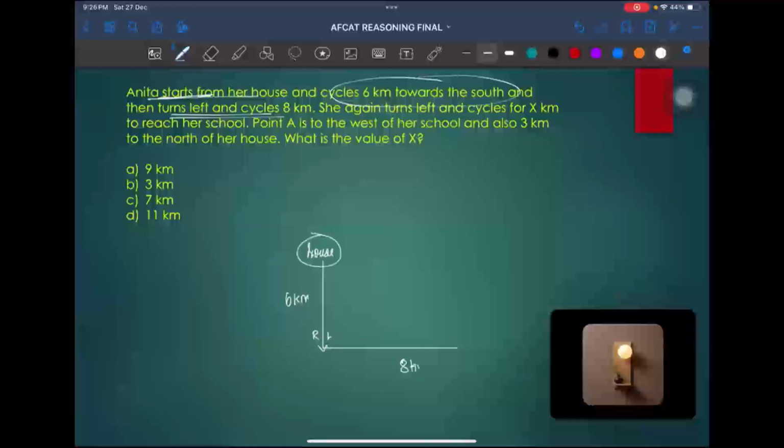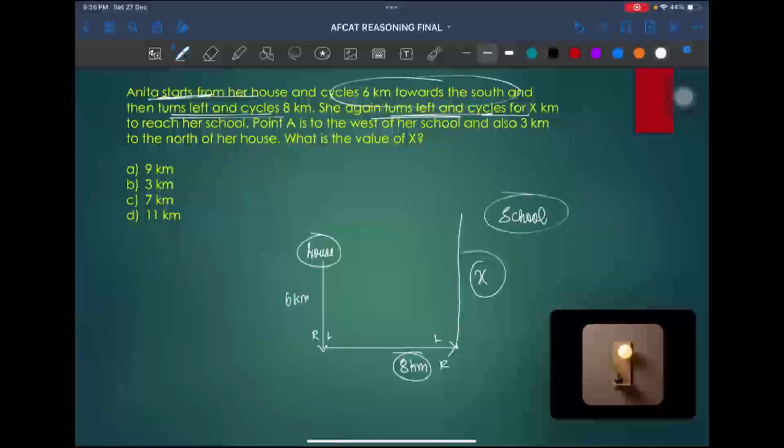8 kilometers. She again turns left and cycles x kilometers. From here, she travels a certain distance, that is x kilometers, to reach school. I don't know where the school is, I don't know the exact distance. What is the distance of x? And to find the distance of x, I need to read the other part of the question. So here it tells that there is a point called A to the west of our school. For example, if this is the school.